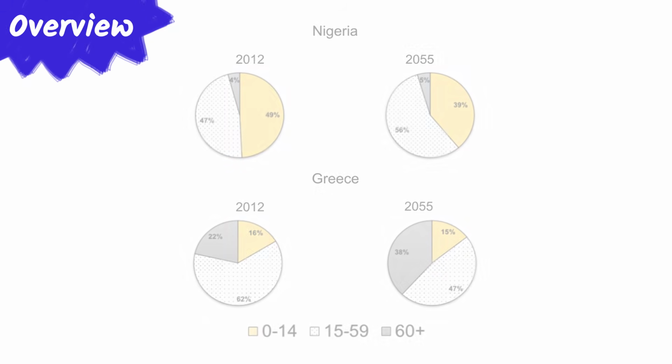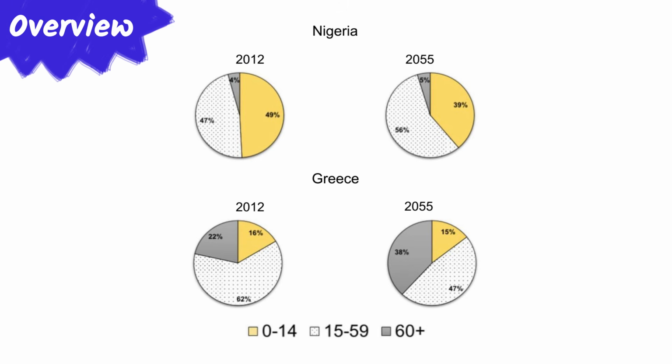Now, we are going to write overview paragraph, which is also very important. In writing our overview paragraph, we always look for the most specific features of the chart. Now let's take a look at these 4 pie charts here. What features stand out to you when you take a look at these charts?